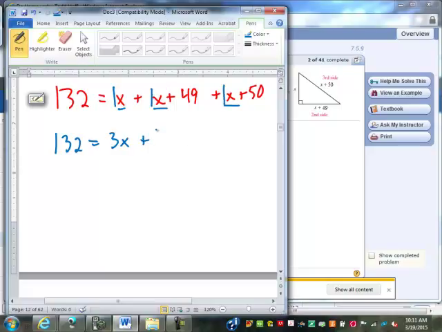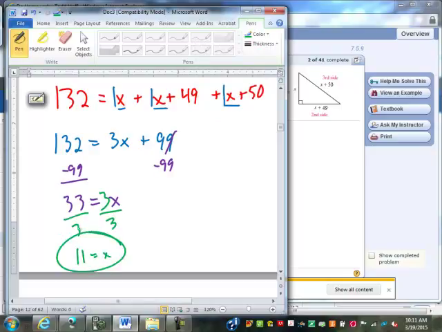Plus 49 and 50 make 99. Then we will subtract 99. So 33 equals... sorry, 33 is 3x. Then we divide by 3, right? 11 equals x. So we're all done, right?